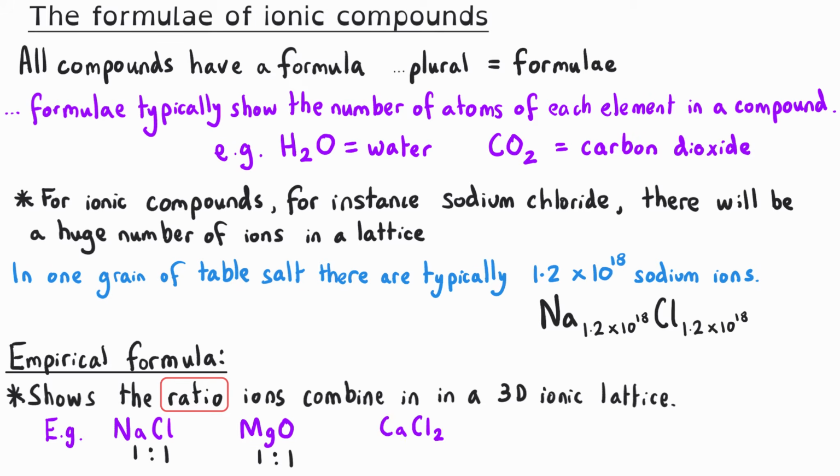For calcium chloride, the formula is CaCl2, meaning that for every 1 calcium ion in this compound, there are 2 chloride ions.